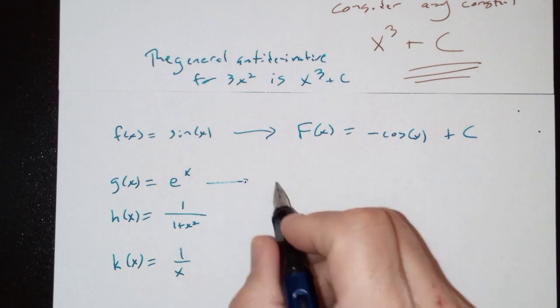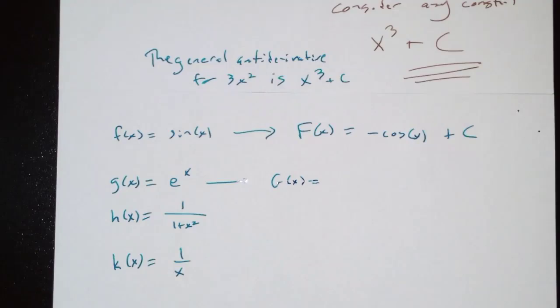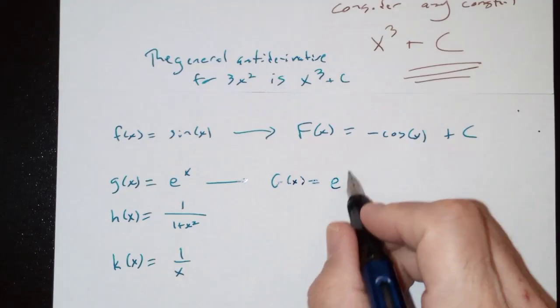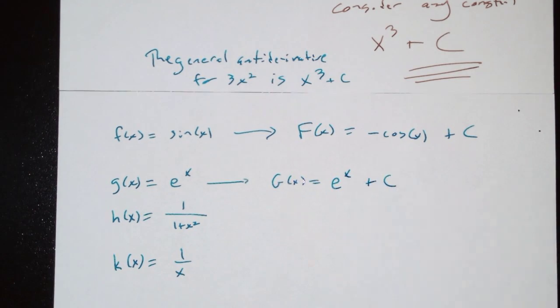What's something whose derivative is e to the x? Yay! So the antiderivative of e to the x is e to the x plus some constant.